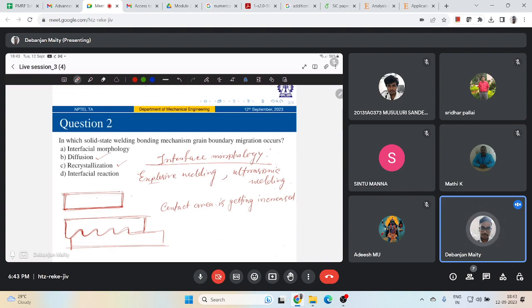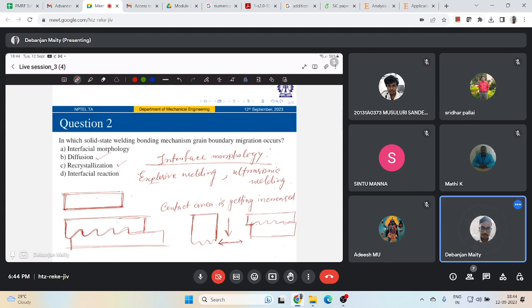In ultrasonic welding also, in some sense, this can occur because you have the sonotrode, right? It has some kind of profile like this, and if you apply pressure in this direction along with vibration, whatever joining there is will have this kind of perforation. This also depends on the interlocking of two plane surfaces.